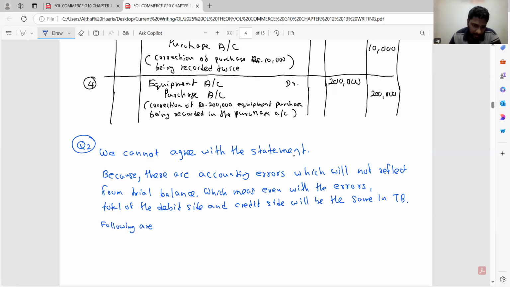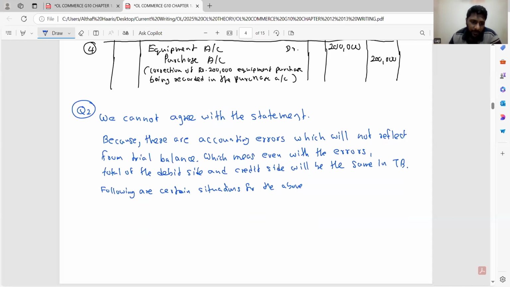Following are certain situations for the above. First one, complete omission. Complete omission means you have completely missed a transaction.